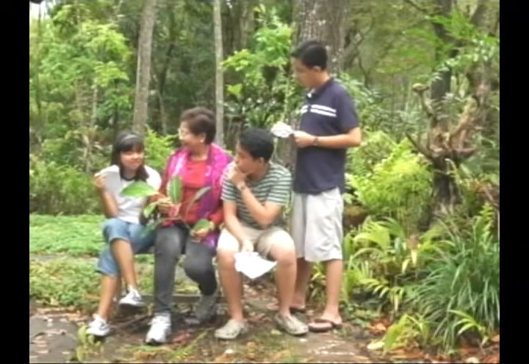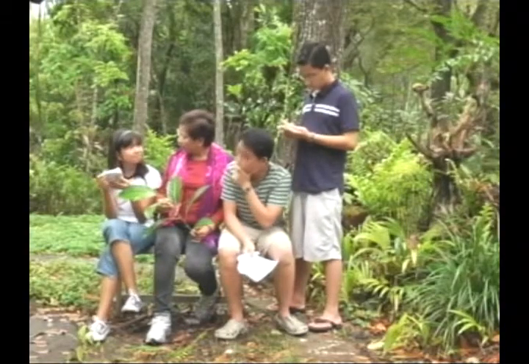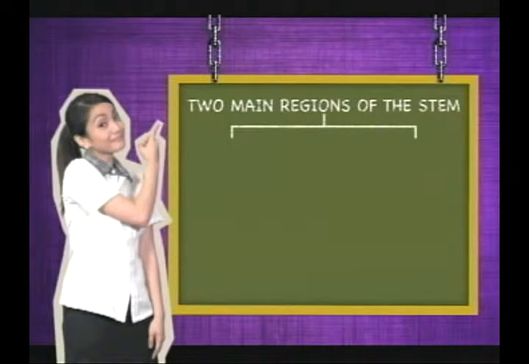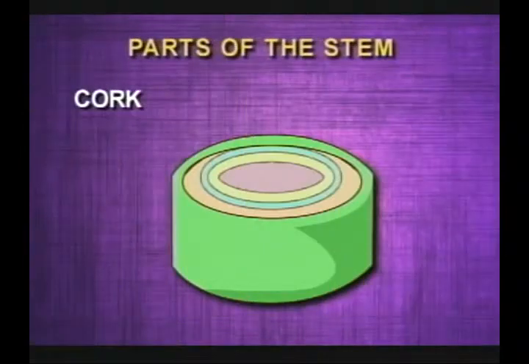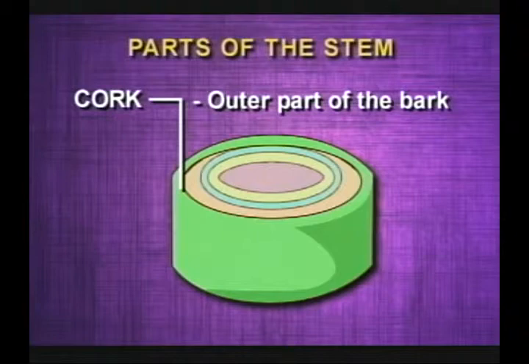Ma'am, what do you find inside the stem? That's a very good question, Ashley. A cross-section of a woody stem would show two main regions, the bark and the woody part. The bark is composed of the cork cambium, the cortex, and the phloem. The cork forms the outer part of the bark.